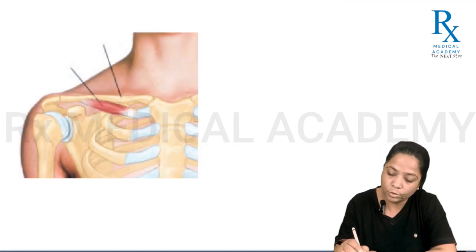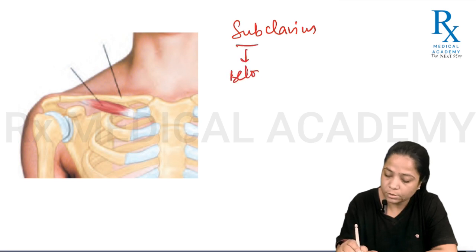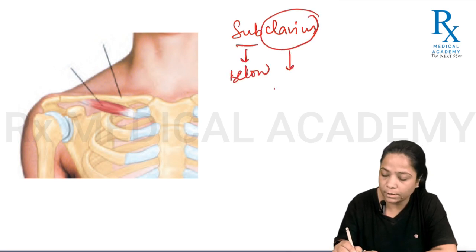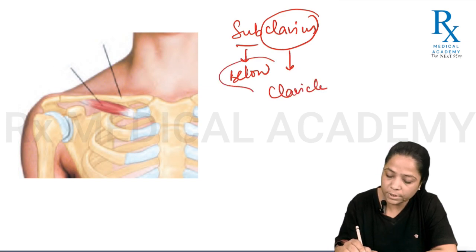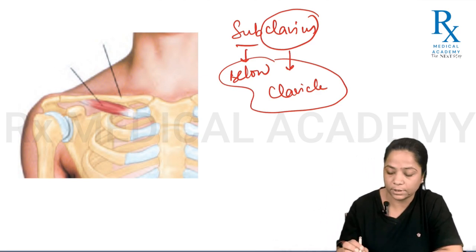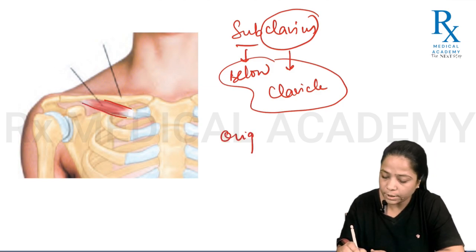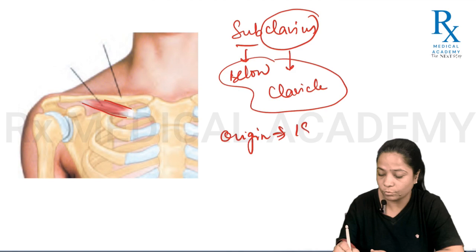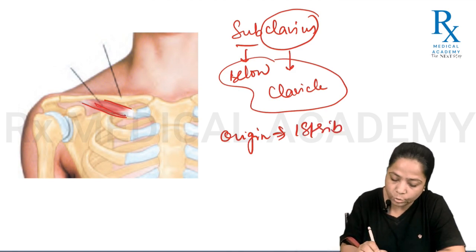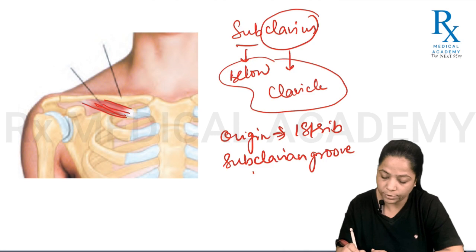So next, in the pectoral region, we have a very small muscle that is known as subclavius. So sub means below, and clavius is something related to the clavicle. So a small muscle related to the under surface of the clavicle is your subclavius. So this is a small horizontal muscle. The origin of this muscle is from the first rib, and it is going to insert on the subclavian groove. We have a subclavian groove on the under surface of the clavicle.